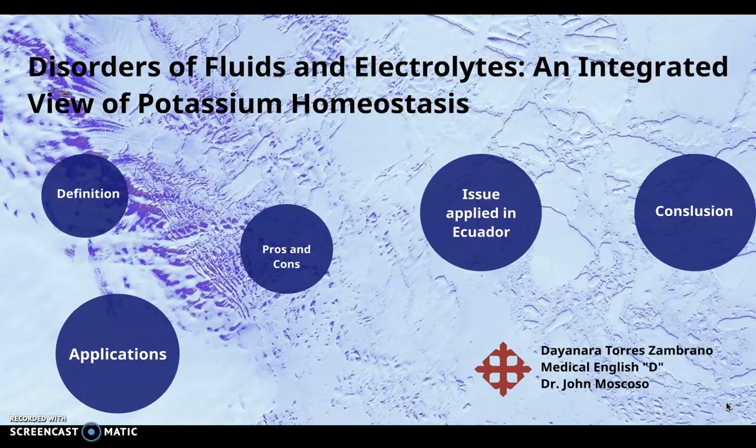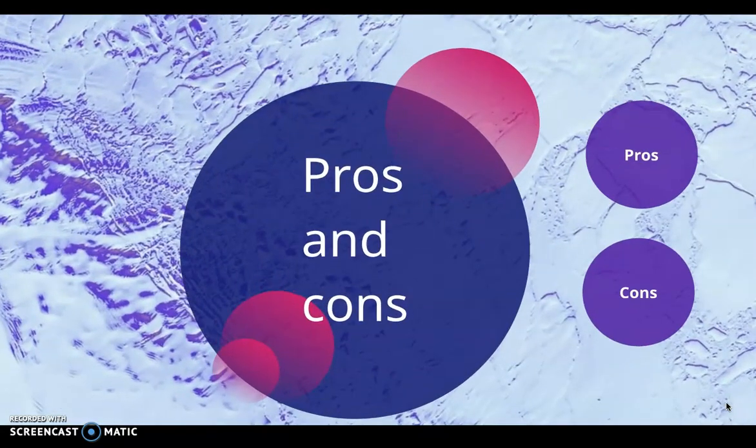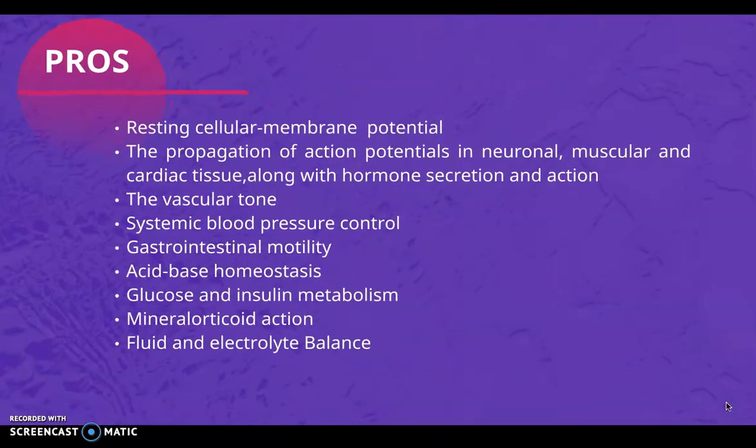Then we have the pros and cons. Pros. Resting cellular membrane potential, the propagation of action potentials in neuronal, muscular, and cardiac tissues, along with hormone secretion and actions, the vascular tone, systemic blood pressure control, gastrointestinal motility, acid-base homeostasis, glucose and insulin metabolism, mineralocorticoid action, and fluid and electrolyte balance.